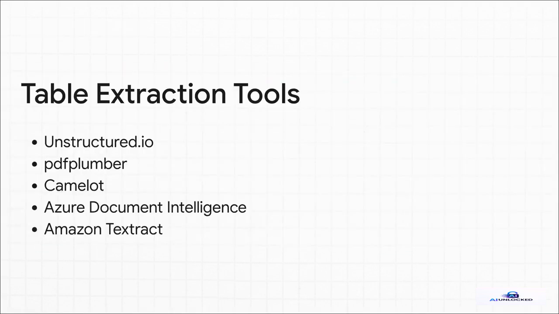And the best part? You don't have to build all this from scratch. Not even close. There are some fantastic tools out there. Unstructured.io is an amazing open source option to get started. If you need something more specialized, you've got libraries like PDF Plumber and Camelot. And for serious, enterprise-level accuracy, you can tap into cloud services like Azure Document Intelligence or Amazon Textract.